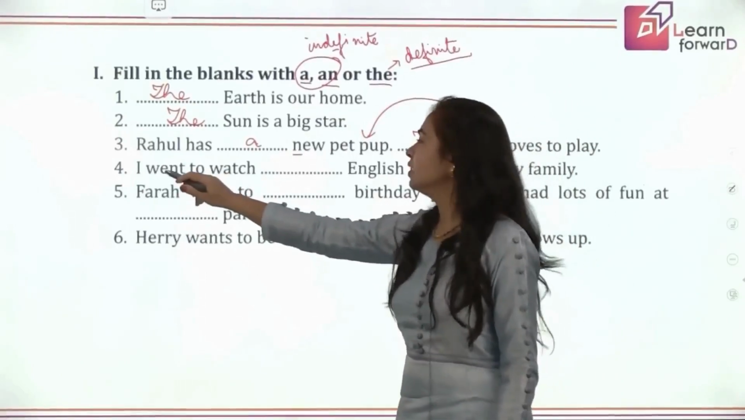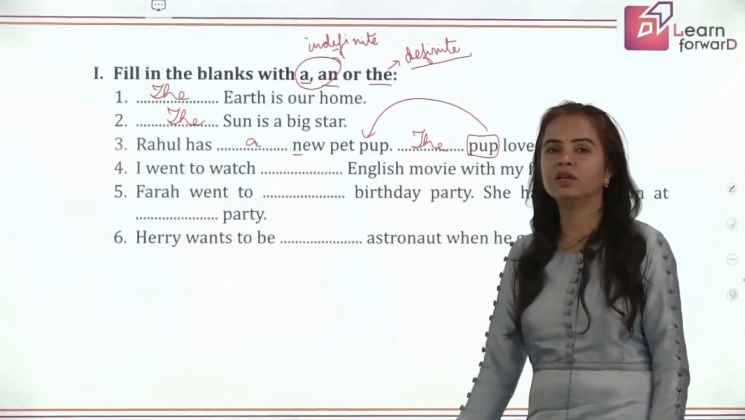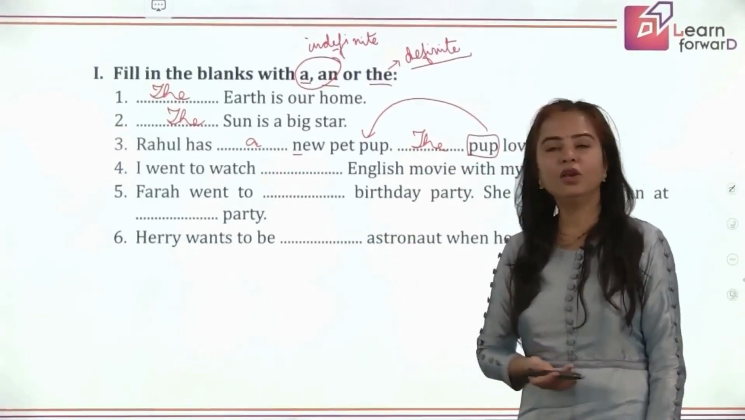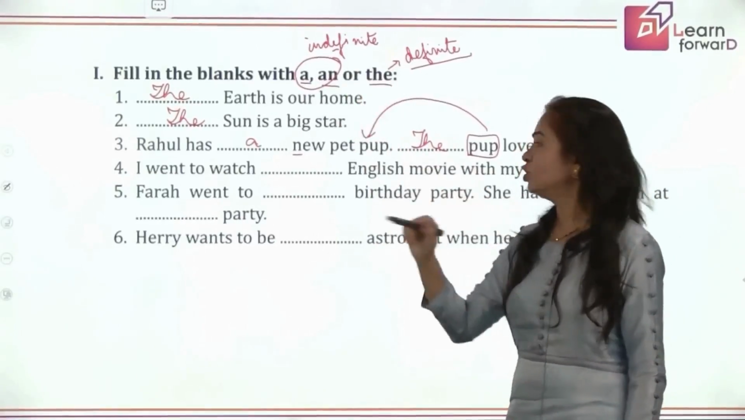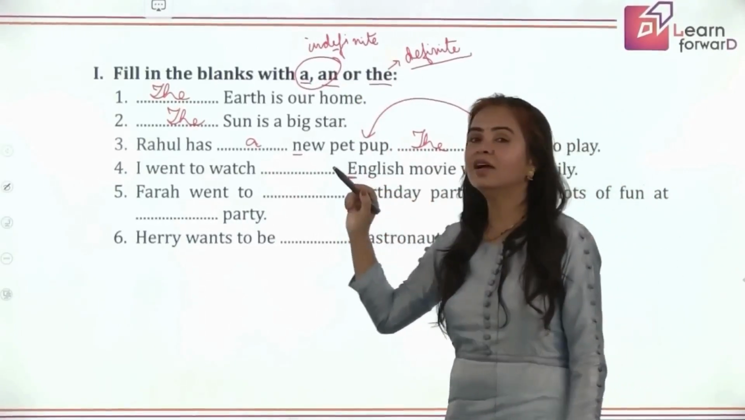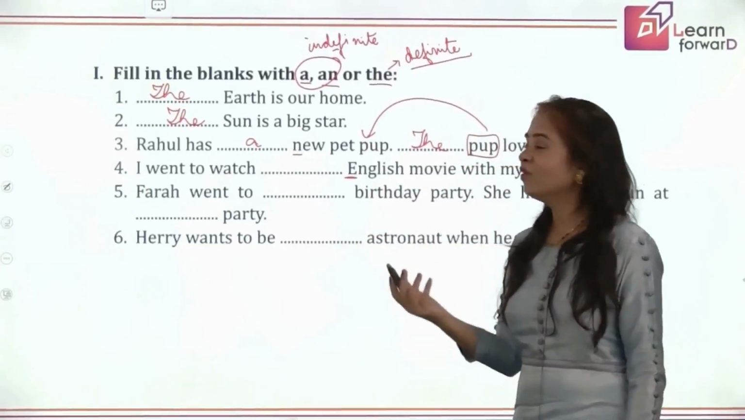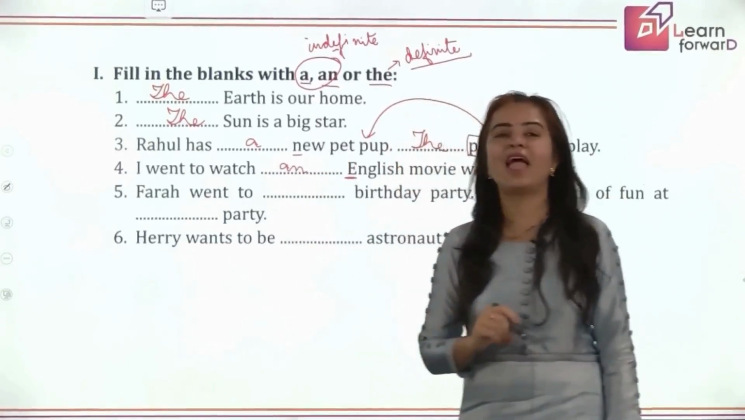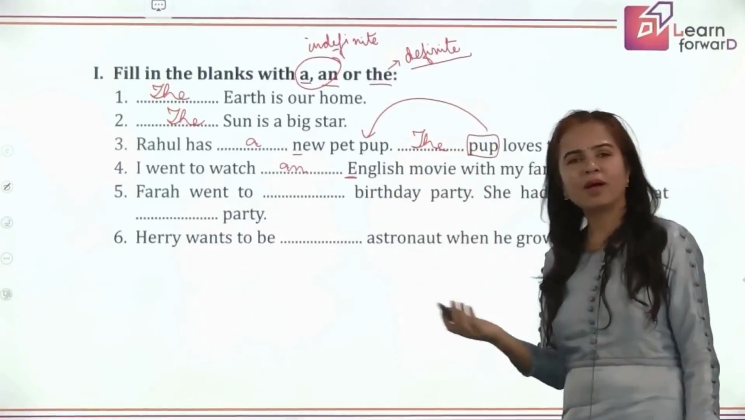Coming to next. I went to watch dash English movie. So is it any specific movie? Any special? No. That means indefinite. Now what are you going to check? Whether it is a consonant sound or a vowel sound. Vowel sound. Yes, so you'll be using 'an' here. I went to watch an English movie with my family.